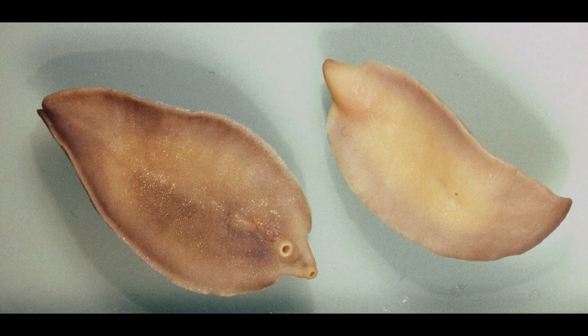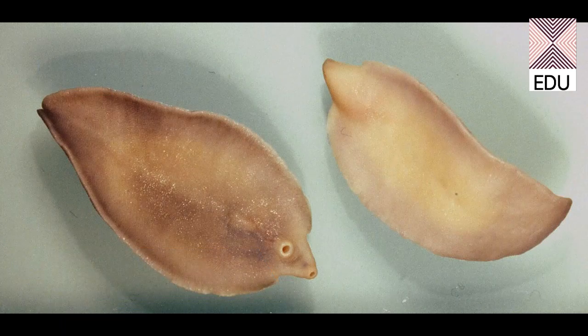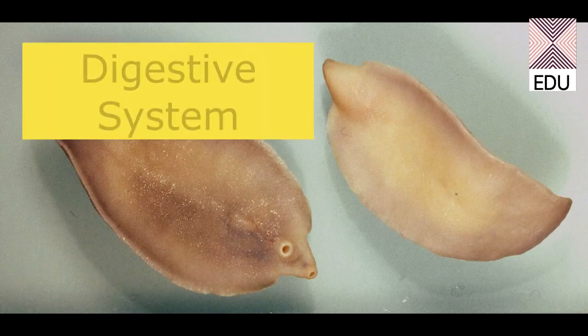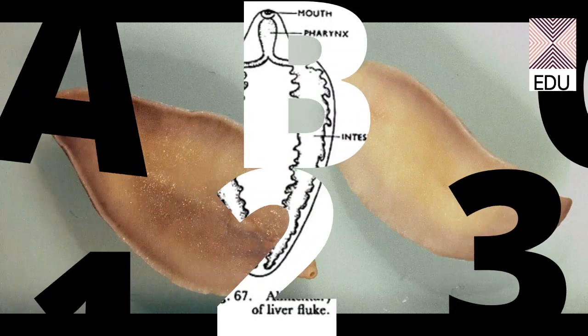Morning, students. Today we are taking up a small topic in Fasciola hepatica, that is the digestive system in the liver fluke. Now, first of all, we should talk about the alimentary canal of Fasciola hepatica.